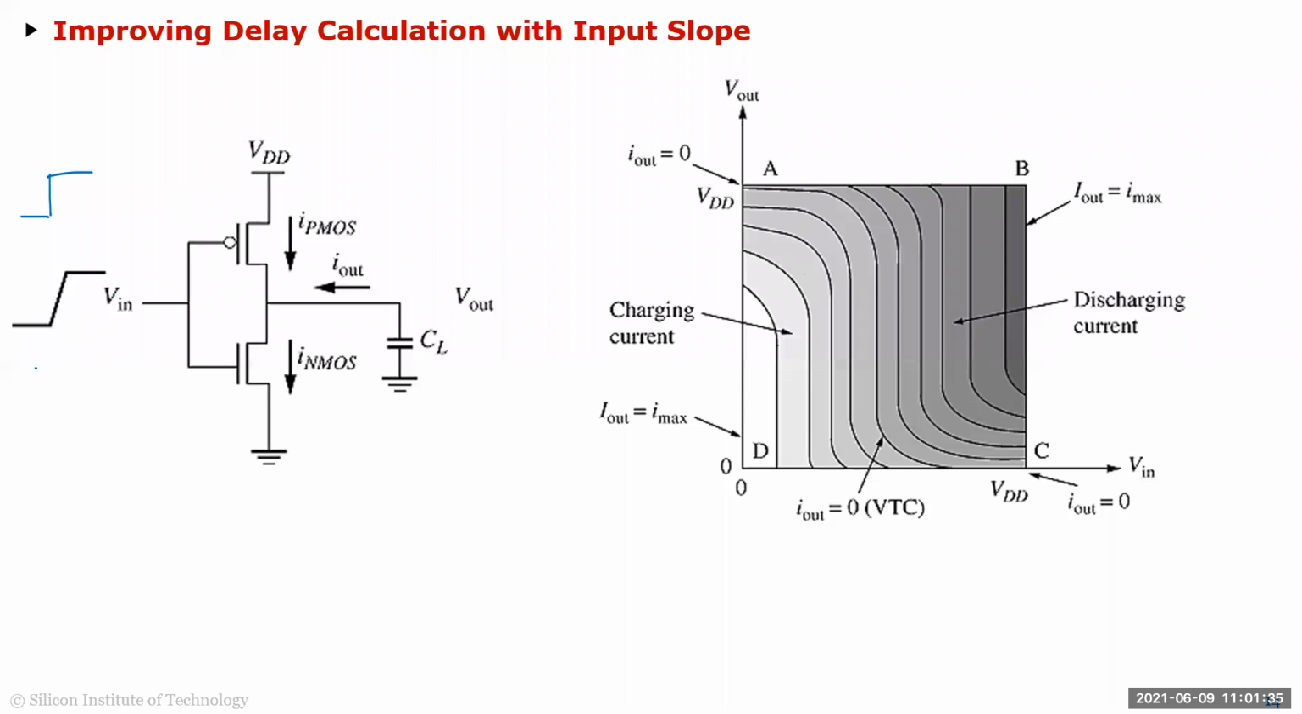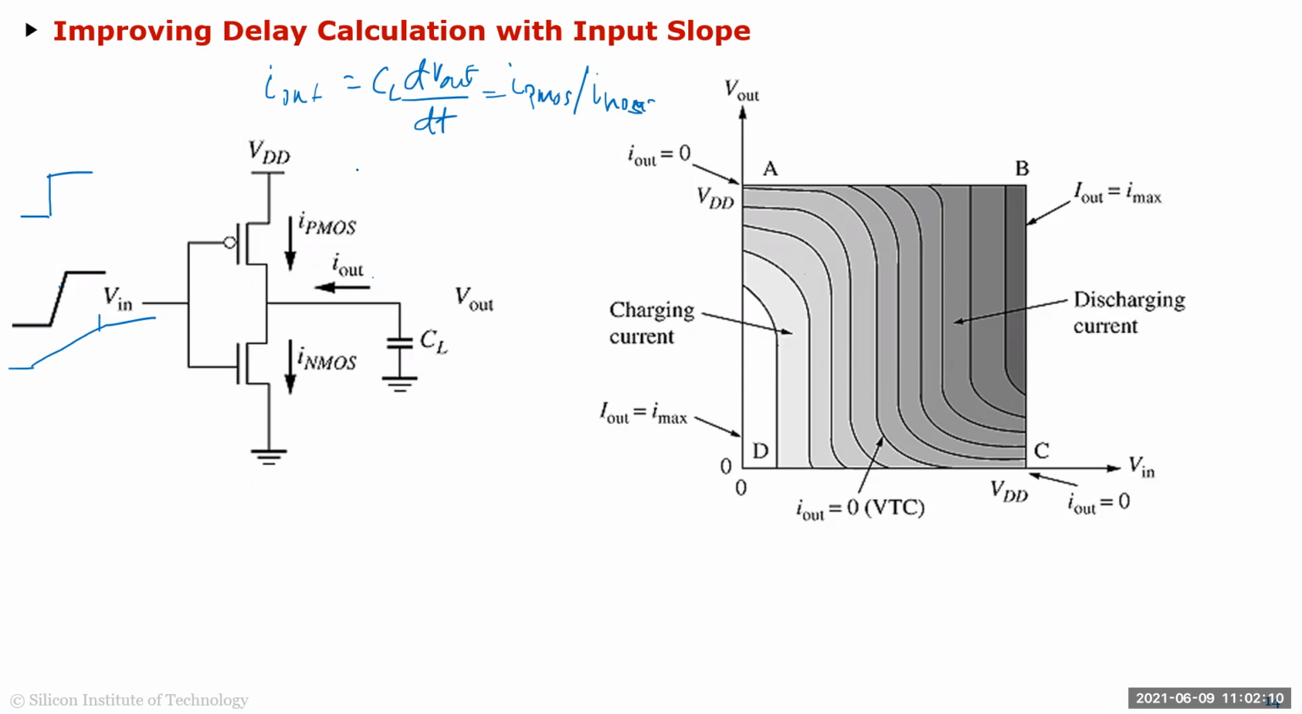But in reality, this slope is going to have a finite rise time. And when it is a finite rise time, then during the transition period, both your NMOS and PMOS are active. So instead of this I out, we initially calculated I out is equal to CL dV out over dt. And this I out, we just said it is I PMOS for charging or I NMOS for discharging.